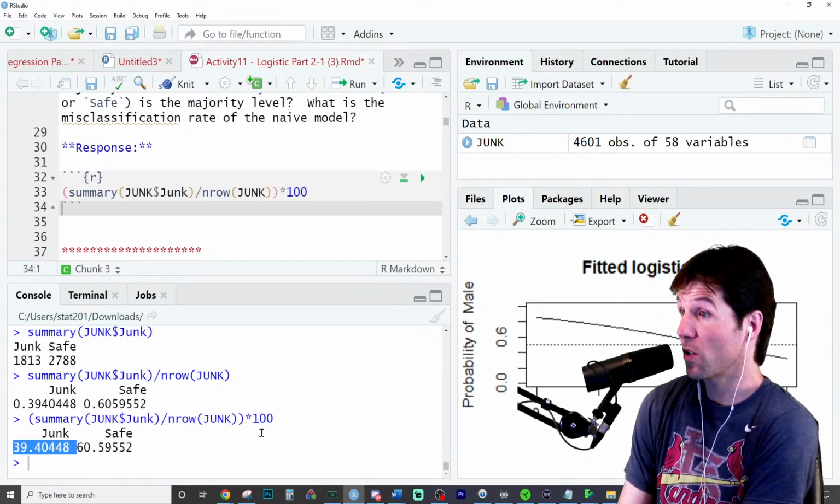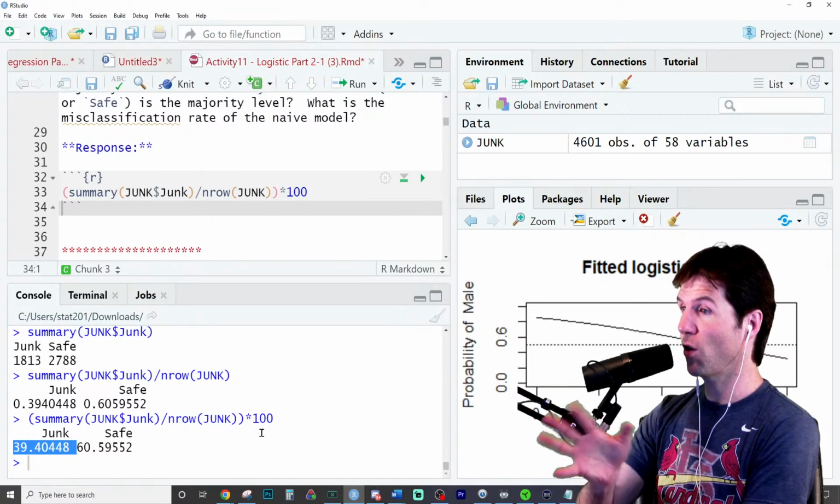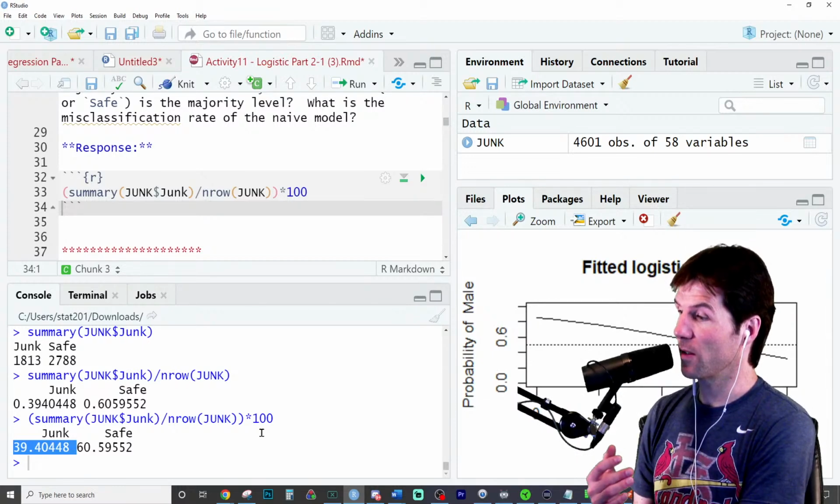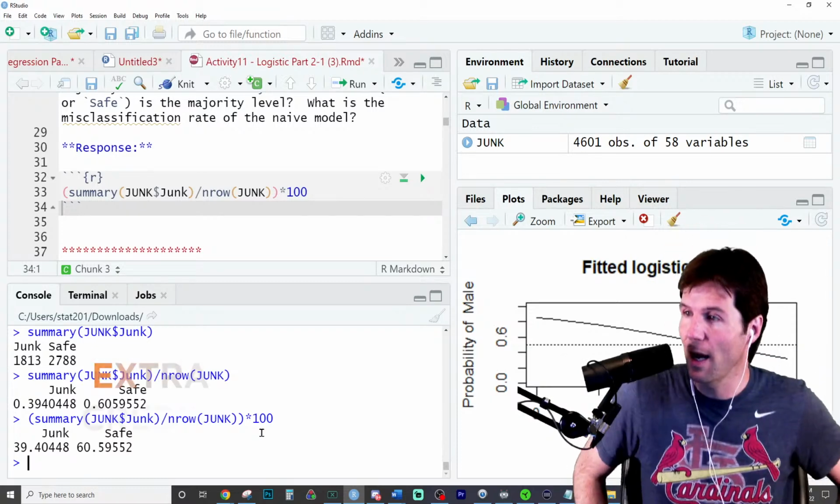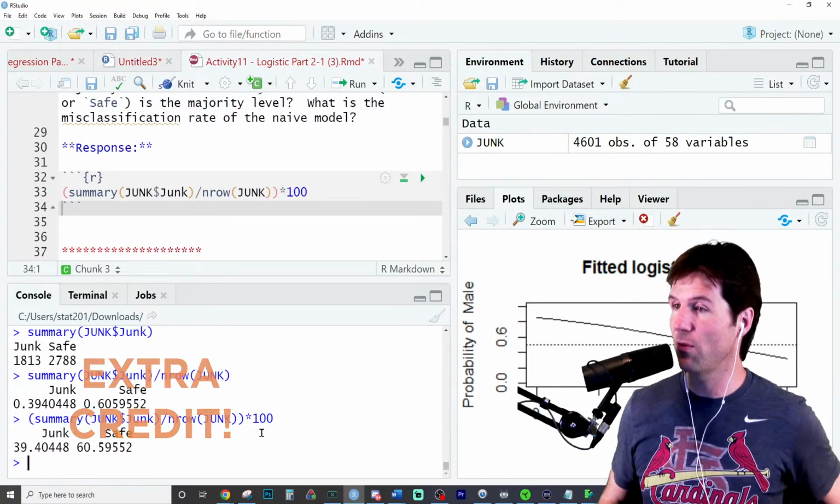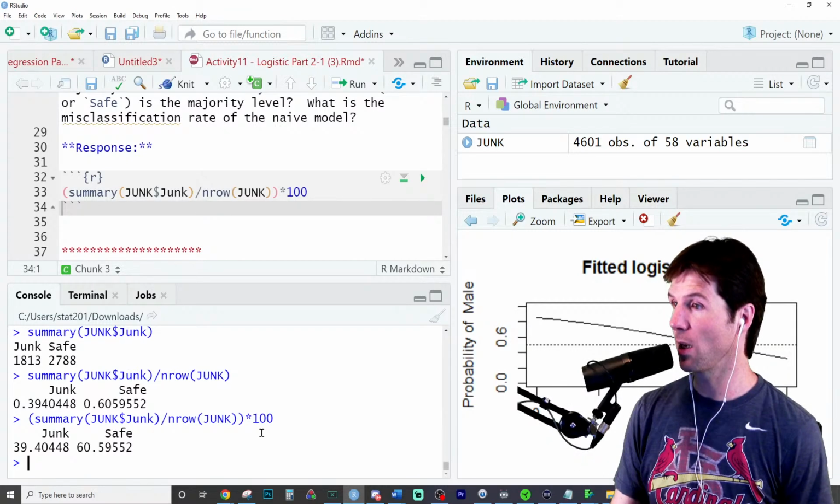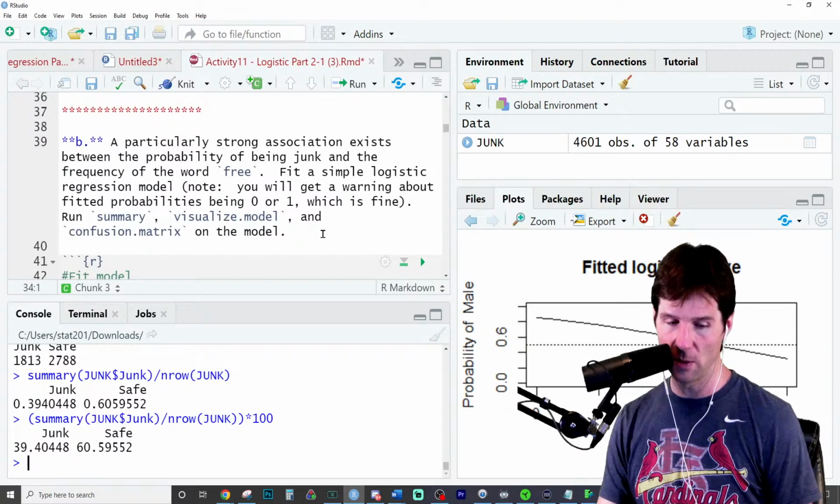So it'd be wrong this percentage of the time right here. It would predict those are safe because it just says everything's safe. The naive model says all emails are safe because most are safe. So since the naive model says, yep, good work right there, Kayla, excellent catch, it's going to say every single email we get is safe because most are safe. So it would get wrong every junk email, which is 39.4% of the emails. And that's really great review of what we were just doing.